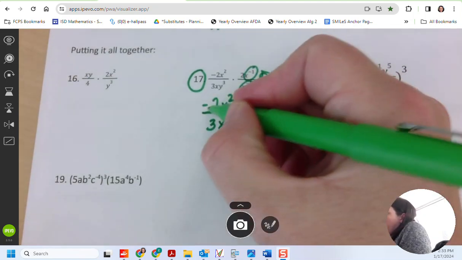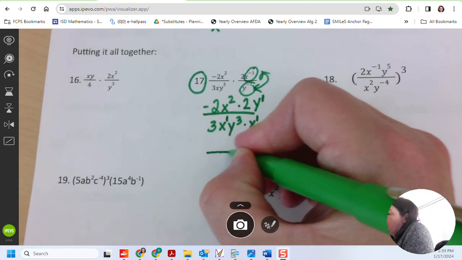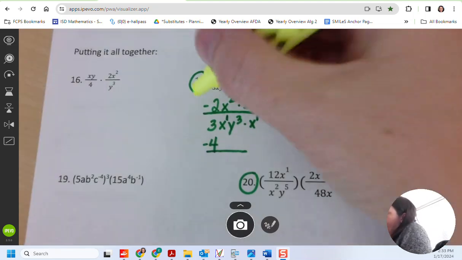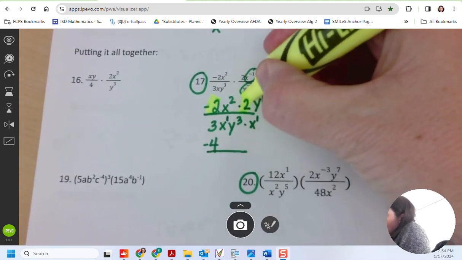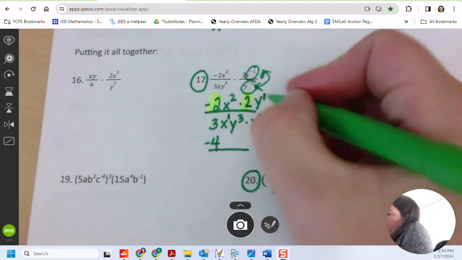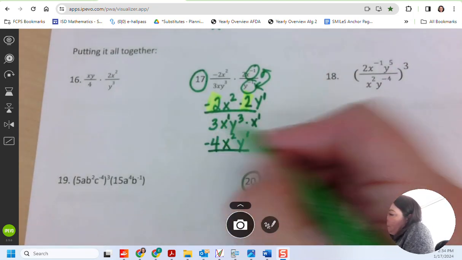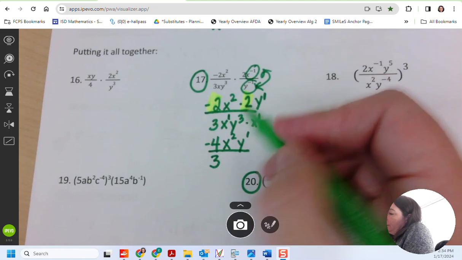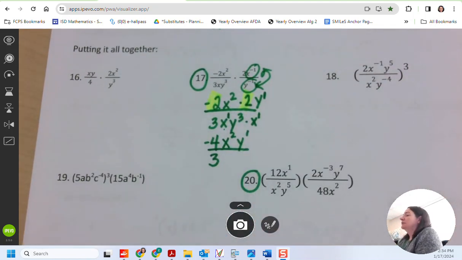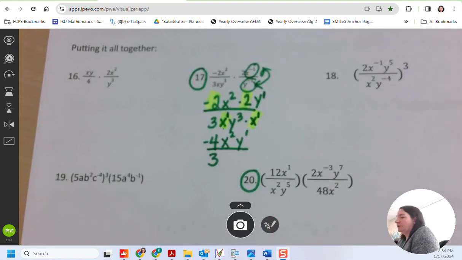So now, negative 2 times 2, those are just numbers. I'm multiplying those to get negative 4. Negative 2 times 2 gives me negative 4. And then I have x squared y to the 1. On the bottom, I'm going to keep the 3, and I'm going to combine x to the 1 times x to the 1. And when you multiply, you add exponents, so that's going to give me what? X squared.